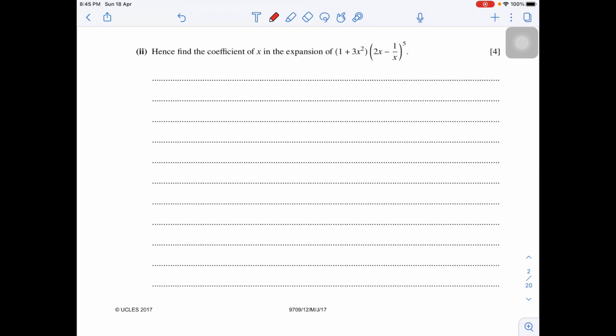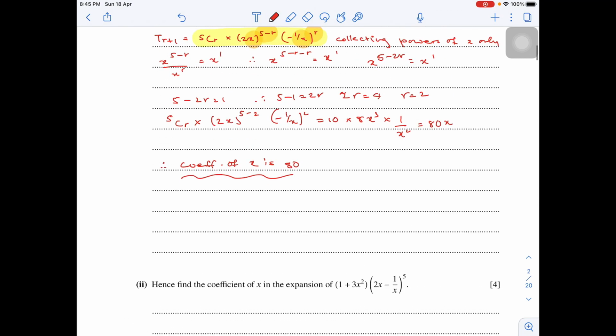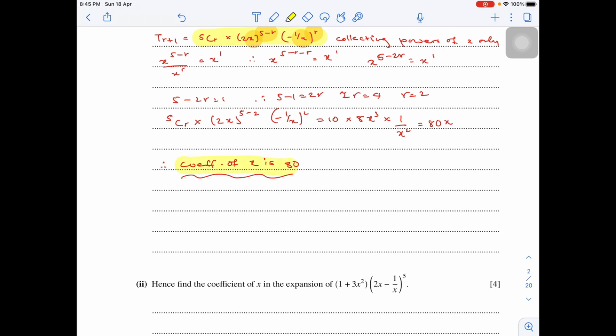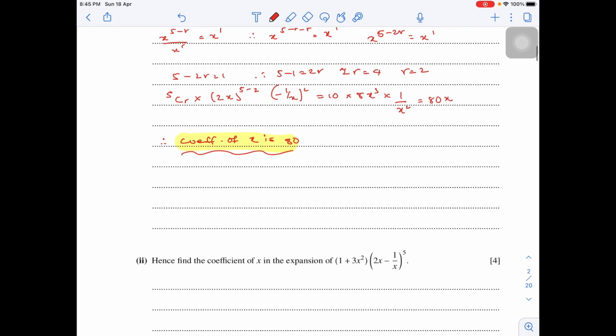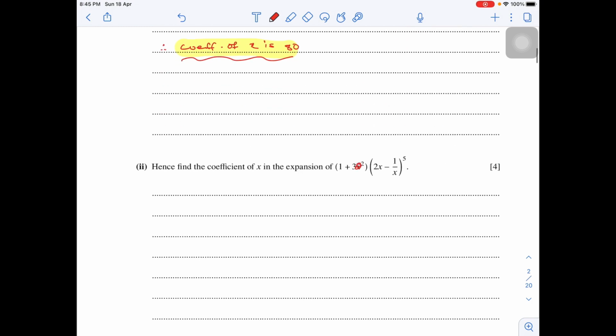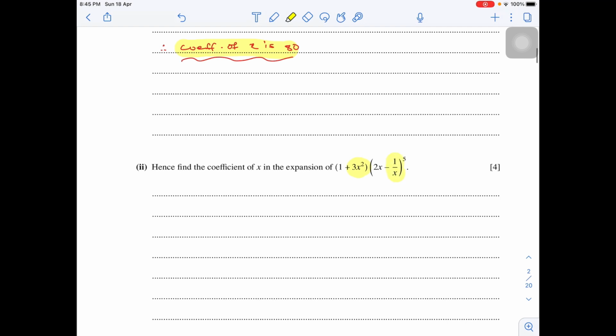Now, hence find the coefficient of x in the expansion of (1 plus 3x squared)(2x minus 1 over x) to the power 5. Now, from the previous part, we have the coefficient of x is 80. What is remaining now? To multiply with x squared, if I have x to the power negative 1, which is 1 over x, that term also gives me x.